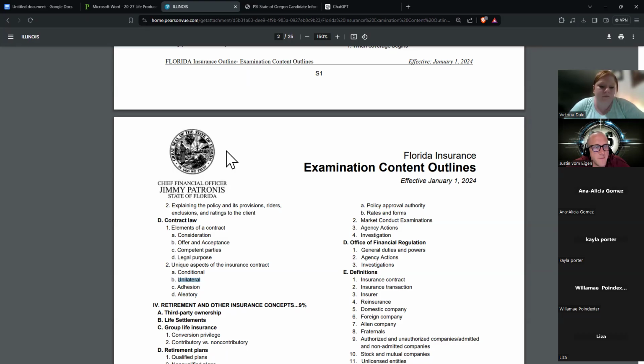And then aleatory. Aleatory is when it's one-sided in terms of what they're risking. The insurance company is going to pay a huge benefit, and the insured only has to pay a small premium relative to the benefit that they're getting. Does that make sense? All right, cool. Any questions about that?